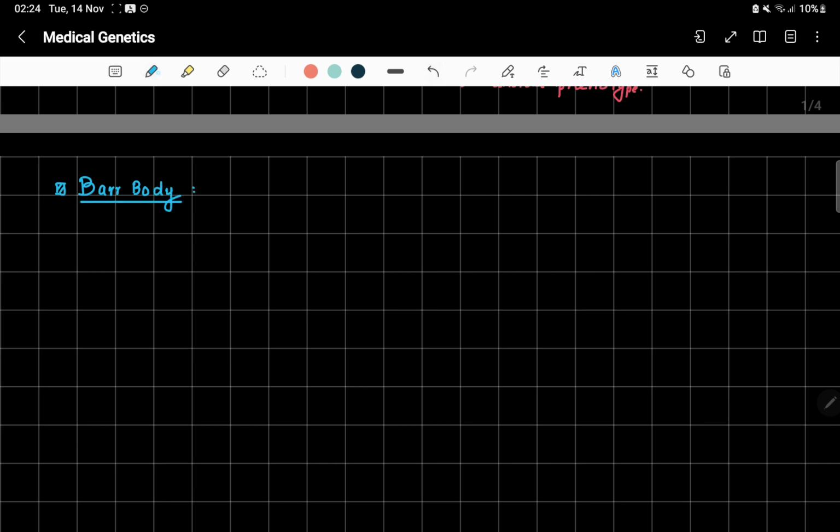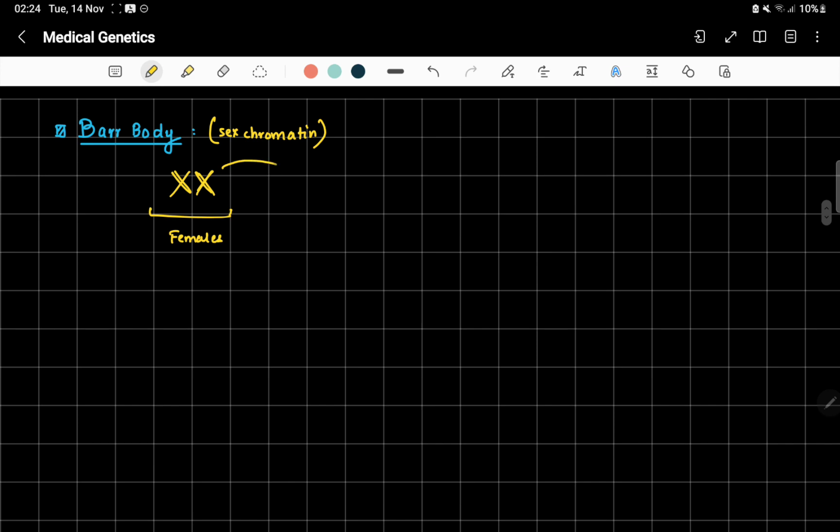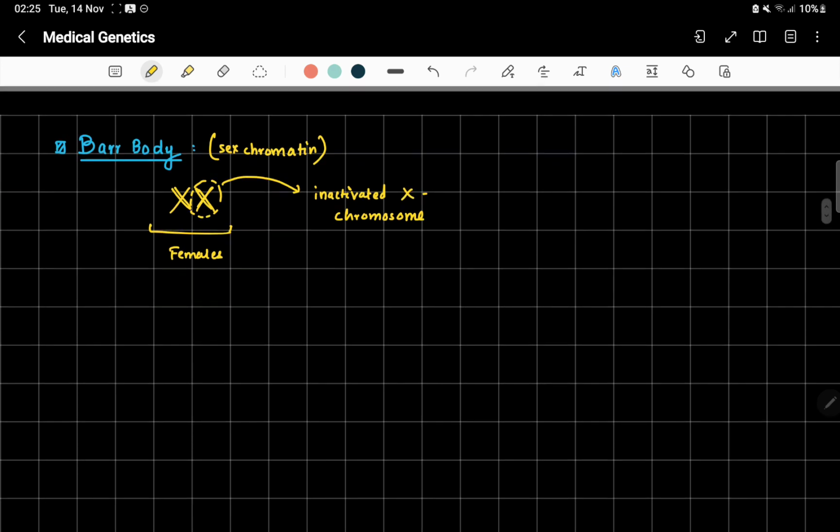So what do you mean by the Barr body? Barr body is the sex chromatin. Females have XX. In females, one X chromosome is inactivated. The inactivated X chromosome is attached to the nuclear membrane of somatic cells.